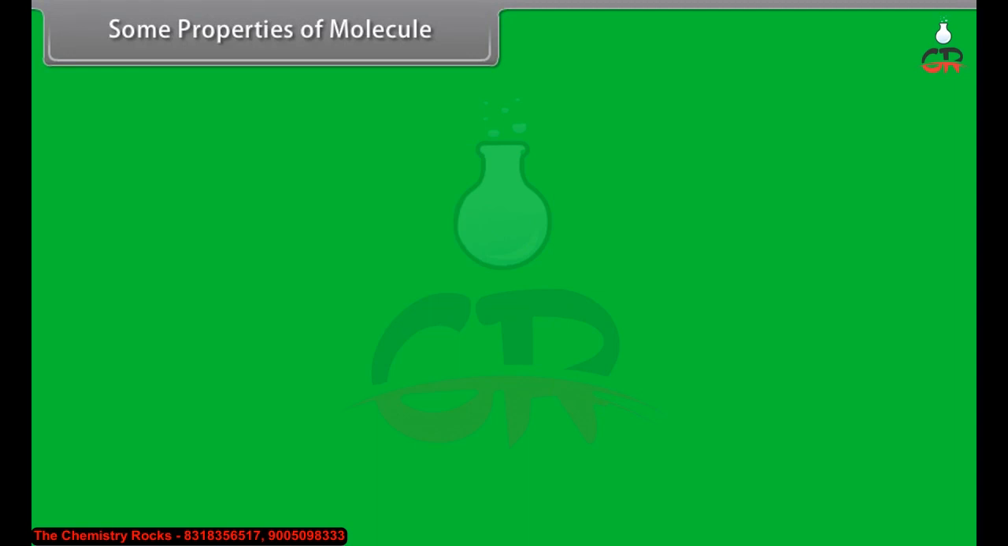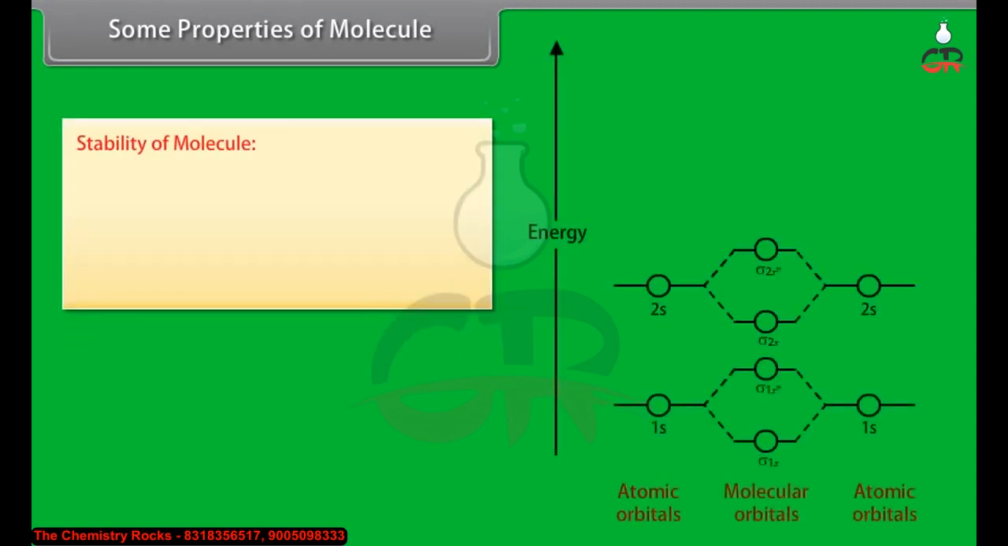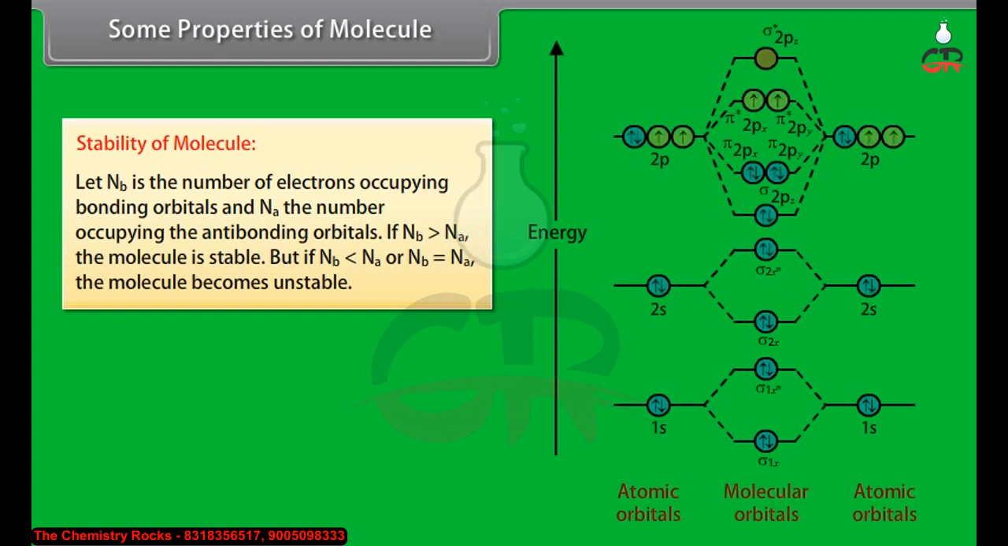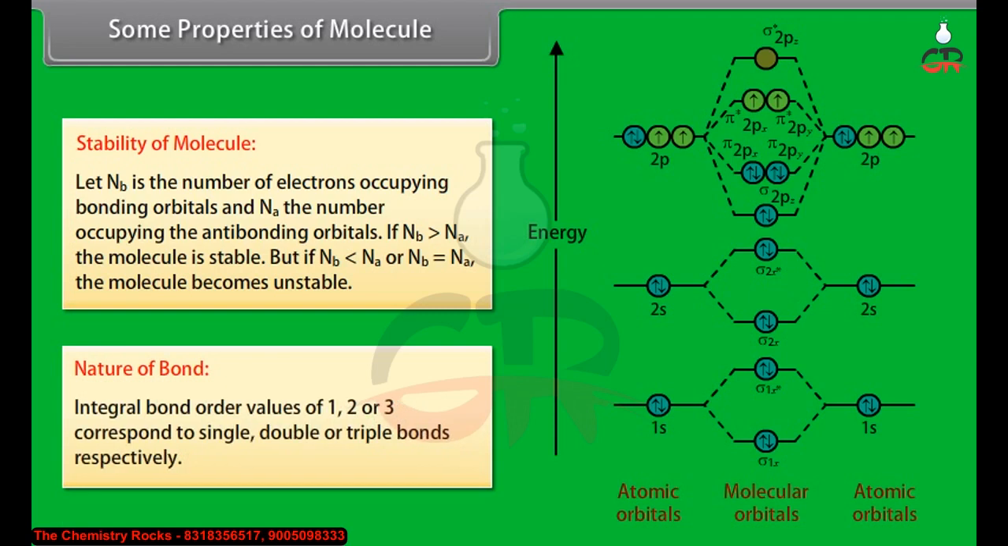Some properties of molecules. Stability of molecules. Let Nb be the number of electrons occupying bonding orbitals and Na the number occupying the anti-bonding orbitals. If Nb is greater than Na, the molecule is stable. But if Nb is less than Na or Nb is equal to Na, the molecule becomes unstable. Nature of bond. Integral bond order values of 1, 2 or 3 correspond to single, double or triple bonds respectively.